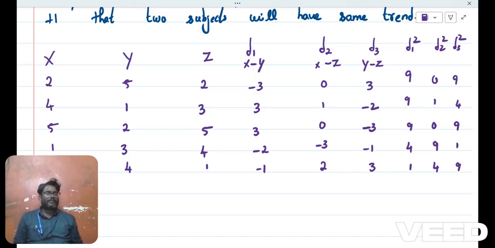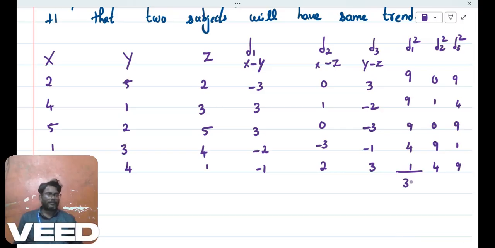And we need the sums. For d1 square, 9 plus 9 plus 9 is 27, 28, 32. For d2 square, 9 plus 1 is 10, 14. For d3 square, 9 plus 9 is 18, plus 4 is 22, 23.